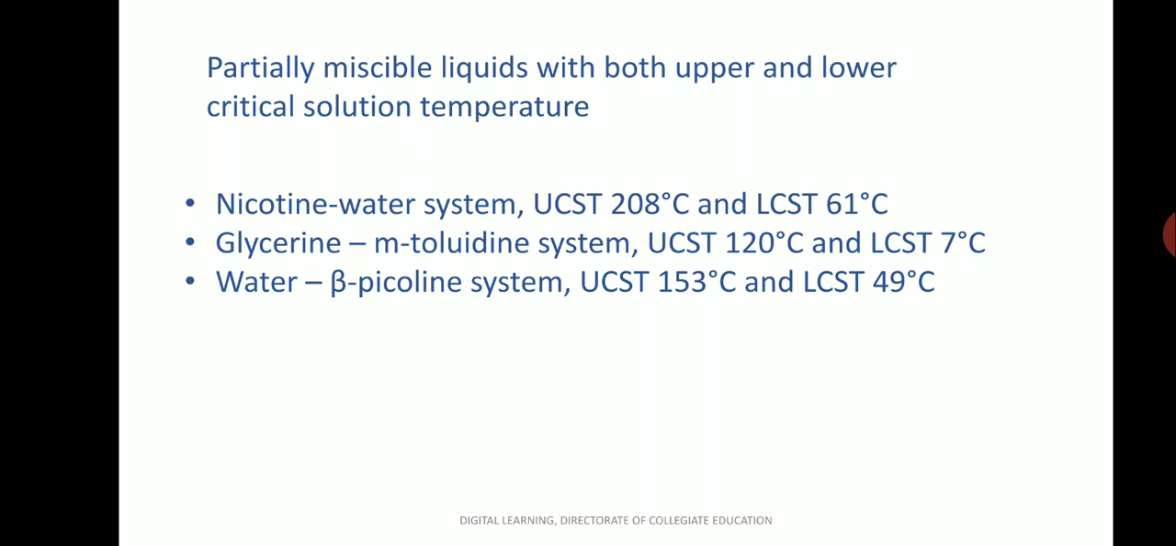Partially miscible liquids with both upper CST and lower CST. Nicotine-water system with UCST 208 degrees Celsius and LCST 61 degrees Celsius. Glycerin metatoluidine system with UCST 120 degrees Celsius and LCST 7 degrees Celsius. And another example of water and beta-picoline system with UCST 153 degrees Celsius and LCST 49 degrees Celsius.